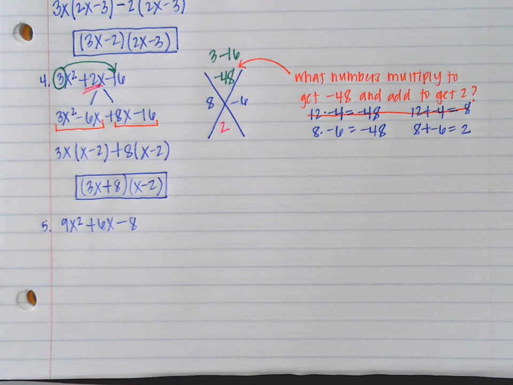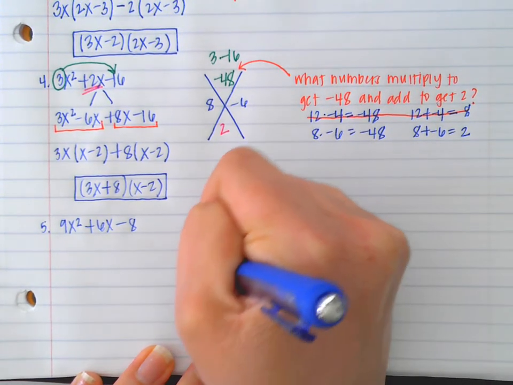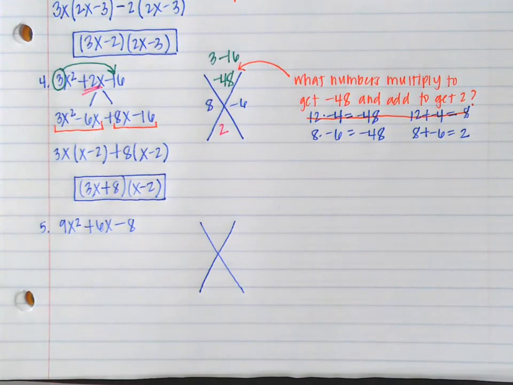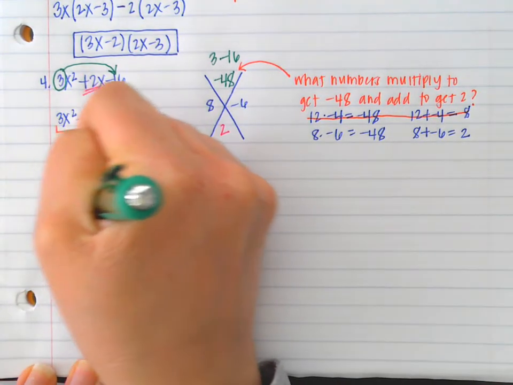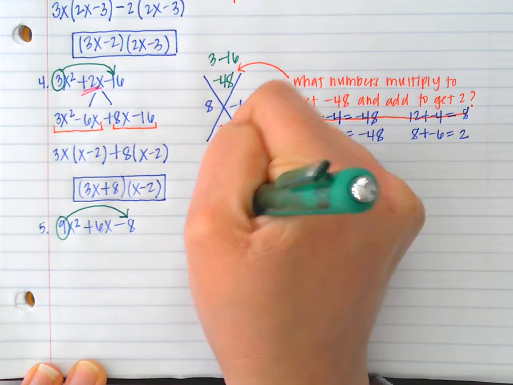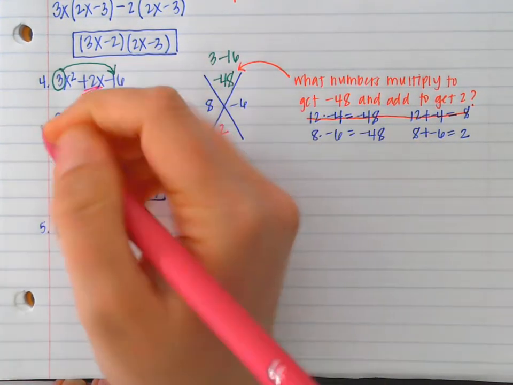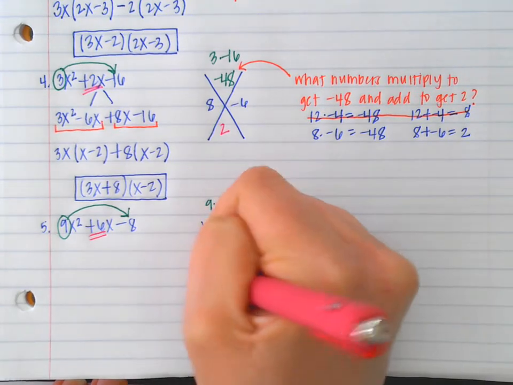Okay, so my last problem is going to be 9x squared plus 6x minus 8. So if you're feeling good, pause it, try it on your own. If not, let's do it together now. Looks like my pen's running out. On top, remember, goes 9 times negative 8. 9 times negative 8 is negative 72. And then what number goes on the bottom is that positive 6.